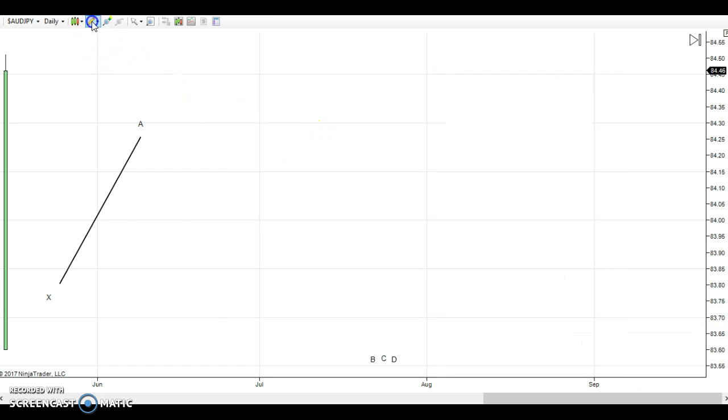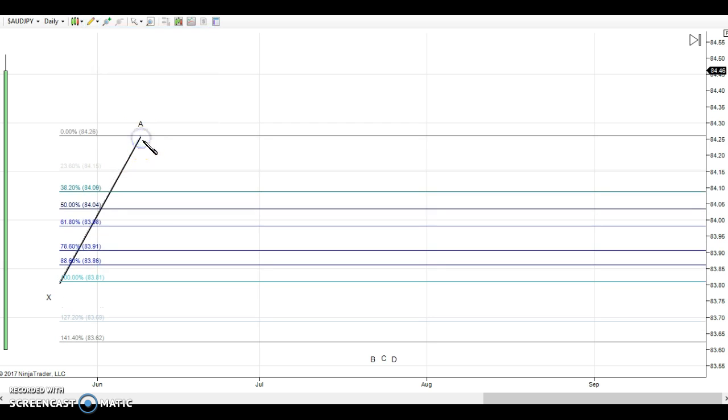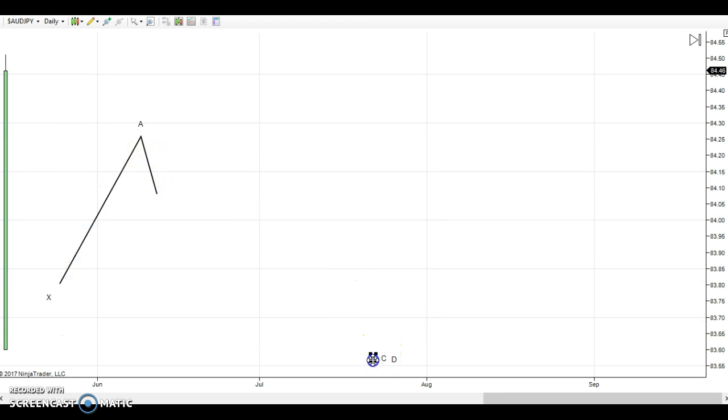So let's go grab our Fibonacci retracement tool. We'll draw our X to A, and we're going to look for the market to come from A and retrace back to this 38.2% level, but we don't want it to touch the 61.8. If it touches the 61.8, it's an invalid Cypher pattern. So here we've got it plotted. That is our A to B.